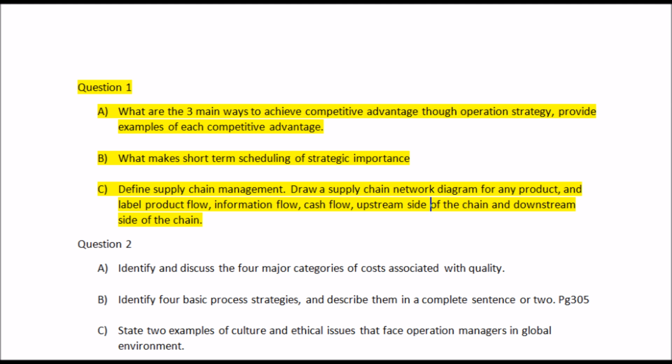All right, so question one. What are the three main ways to achieve competitive advantage through operations strategy? So what were the three? One starts with the C. What's the next letter? Cost. Very good. So cost leadership, or basically lower cost. What about the one that starts with D? Distribution? Nope. Differentiation. Very good.